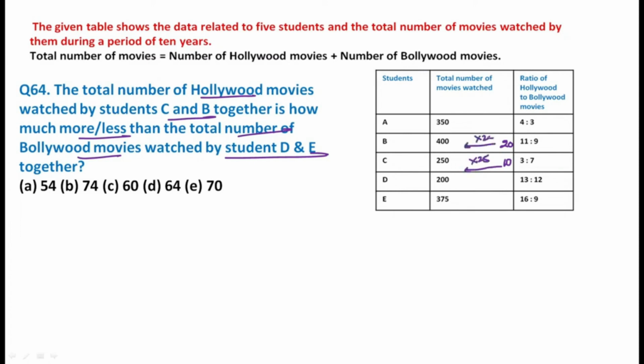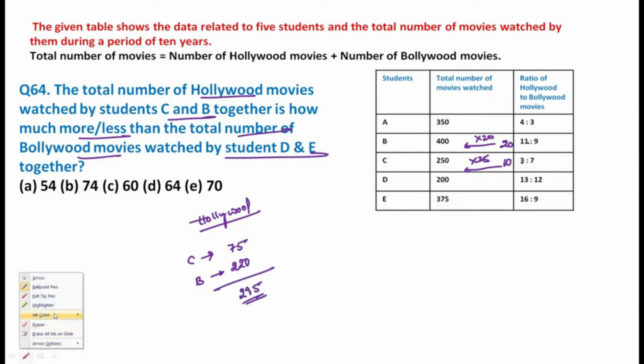Each unit is equal to 20. Now we just calculated Hollywood movies, so we want Hollywood movies for the respective portions of B and C. Here for B, Hollywood value is 11, and each unit is 20, so 11 twos are 220. Again Hollywood for C is 3 units, each unit is equal to 25, 3 twenty-fives are 75. Now the sum of these values is exactly equal to 295.